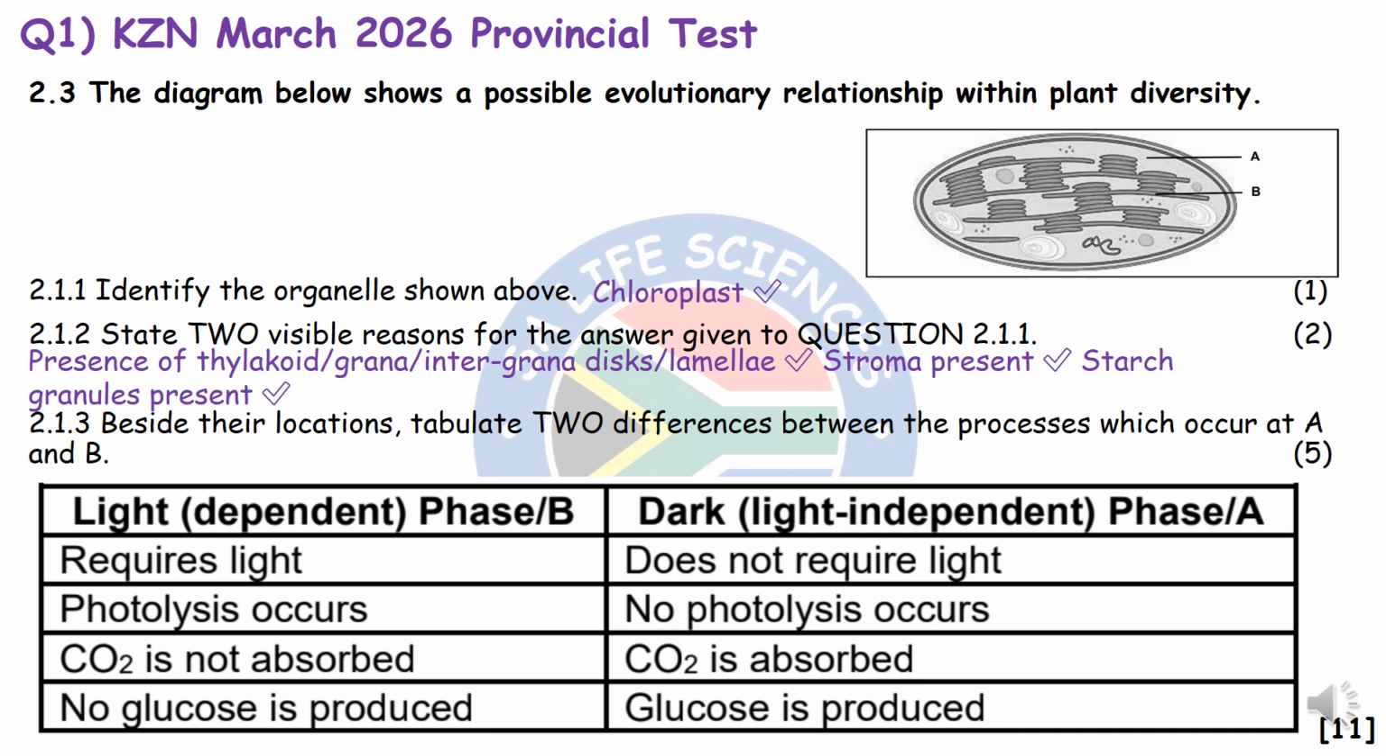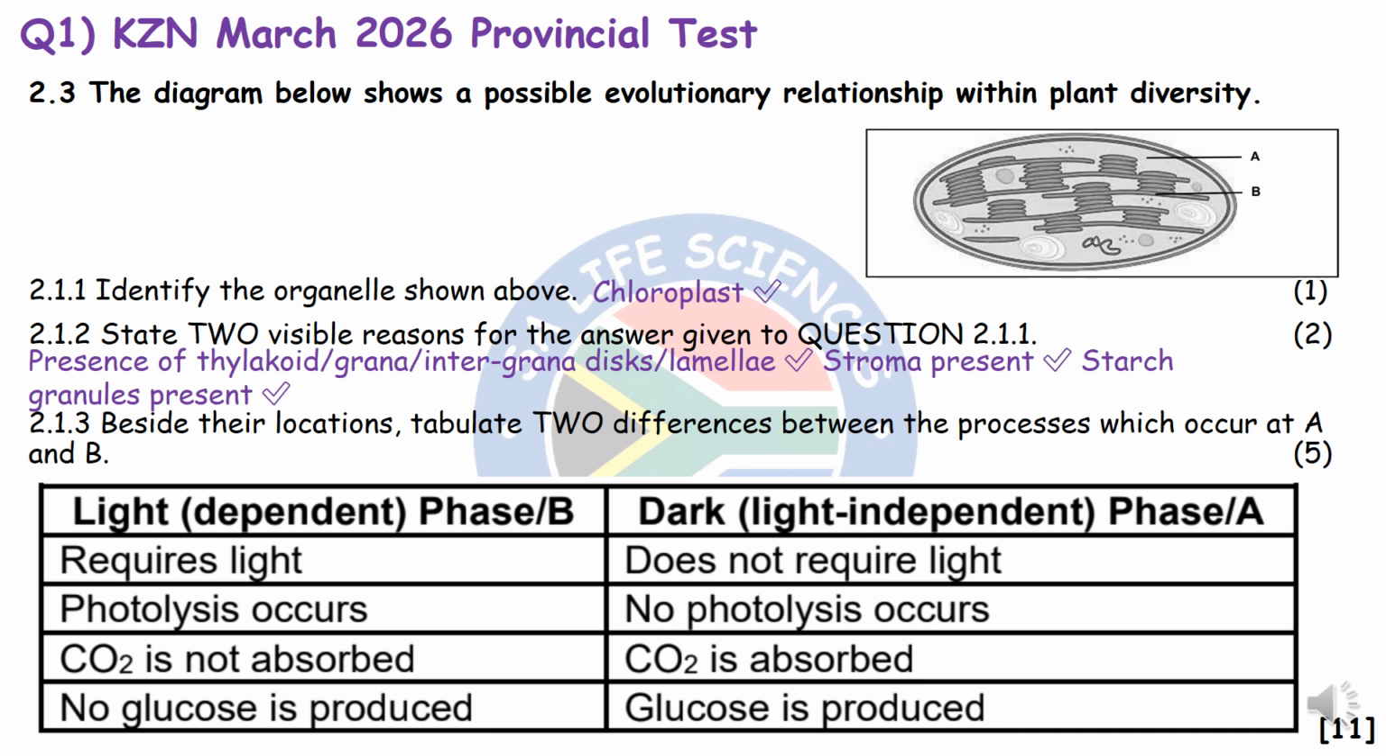The next question asks us to state visible reasons for the answer given. So we do not need to explain. There is no need to be writing half a page's worth of answers. You simply need to list two visible reasons. So reason number one, the presence of the thylakoid, the grana, the lamellae, the intergrana discs. That is one reason why we know this is a chloroplast. Reason number two, we can say that there is stroma present. Reason number three, we can say that there are starch granules present.